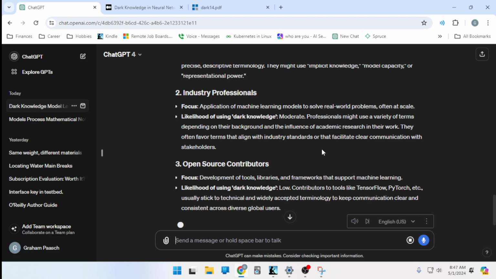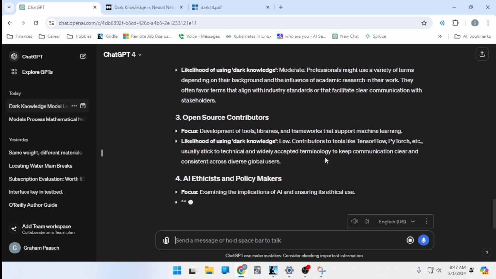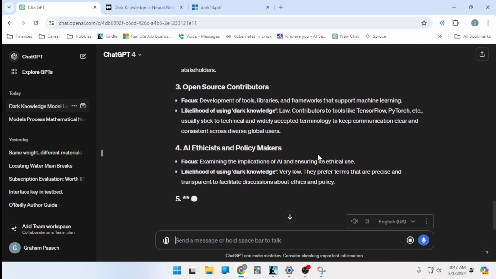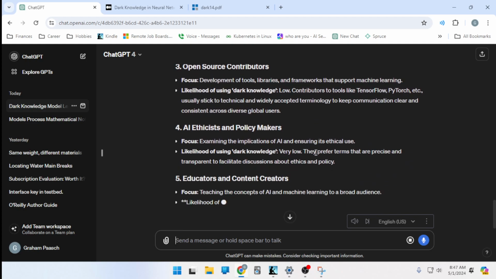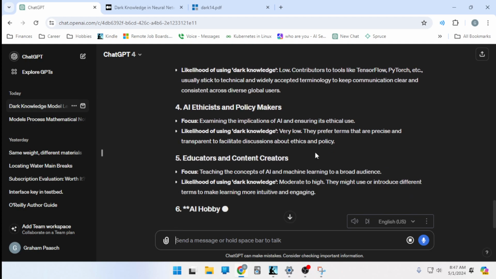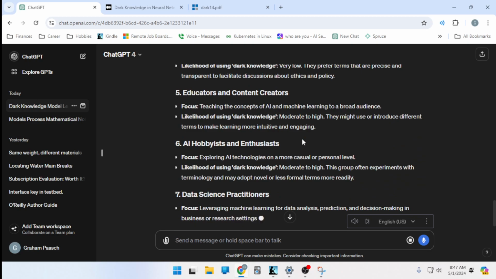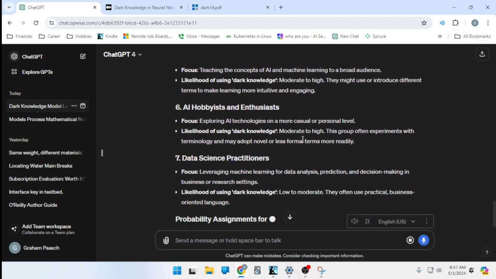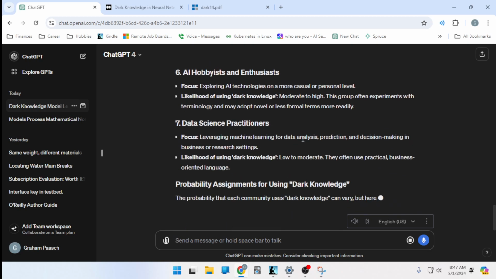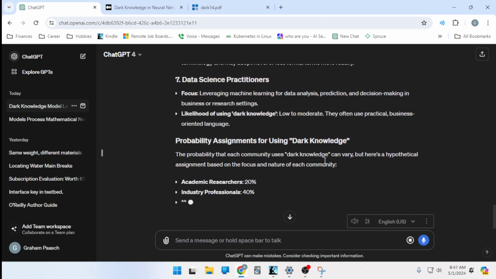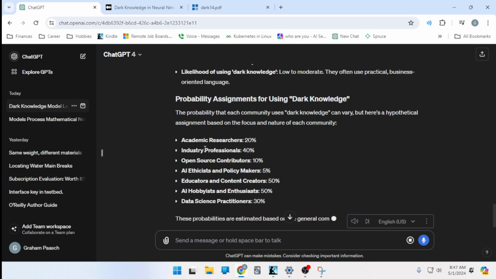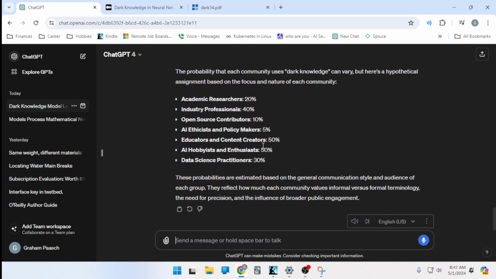2. Industry professionals. Focus: application of machine learning models to solve real-world problems, often at scale. Likelihood of using dark knowledge: moderate. Professionals might use a variety of terms depending on their background and the influence of academic research in their work. They often favor terms that align with industry standards or that facilitate clear communication with stakeholders. 3. Open source contributors. Focus: development of tools, libraries, and frameworks that support machine learning. Likelihood of using dark knowledge: low. Contributors to tools like TensorFlow, PyTorch, etc. usually stick to technical and widely accepted terminology to keep communication clear and consistent across diverse global users. 4. AI ethicists and policymakers. Focus.